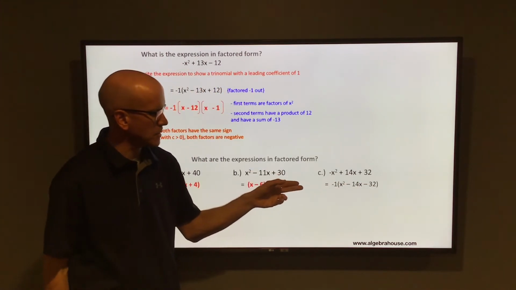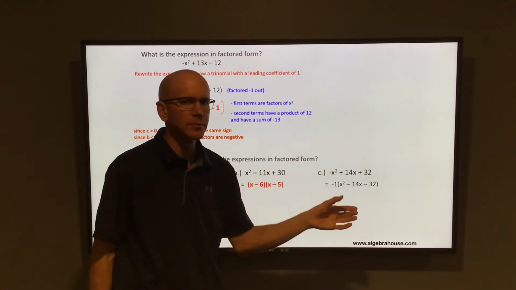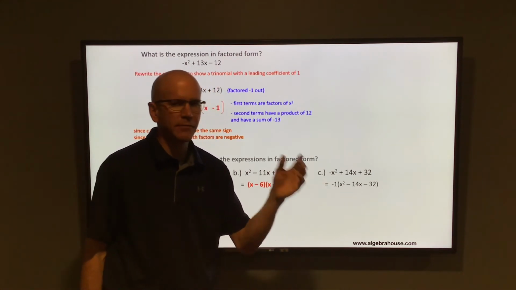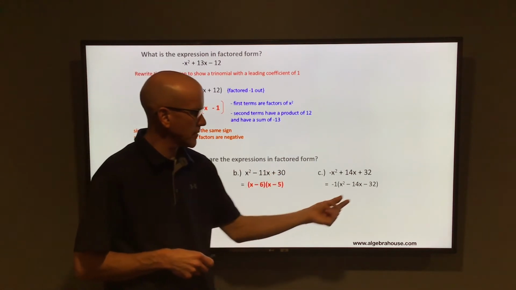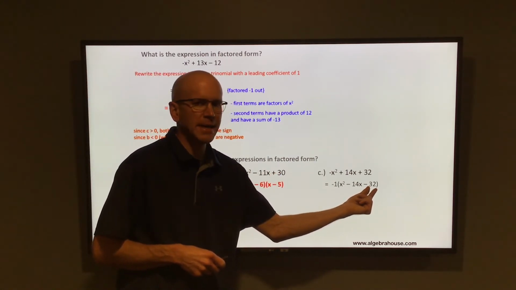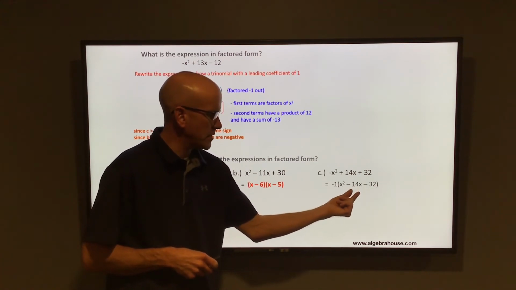Now that factors into two binomials. The first terms of the two binomials make x squared. So the first terms of the two binomials would be x and x. The second terms of the two binomials multiply to make negative 32 and add to make negative 14.